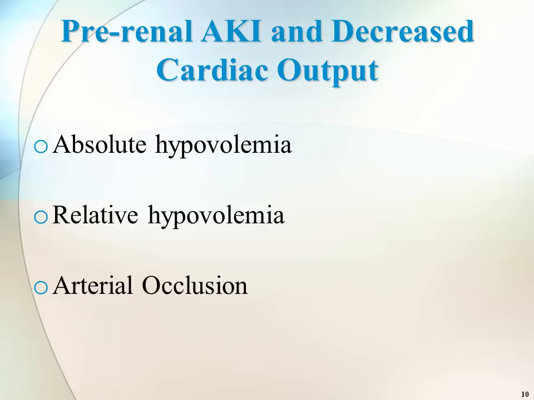Pre-renal acute kidney injury and decreased cardiac output. This is an important slide. I want you to say decreased cardiac output resulting in altered tissue perfusion of the kidney. Please write that on your paper. Pre-renal acute kidney injury and decreased cardiac output resulting in decreased tissue perfusion to the kidney because of absolute hypovolemia, hemorrhage, relative hypovolemia, sepsis, neurogenic shock, arterial occlusion.